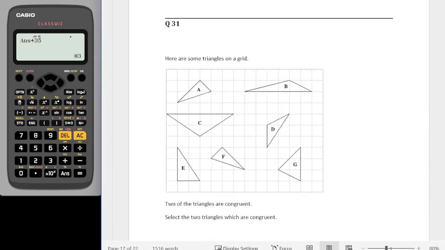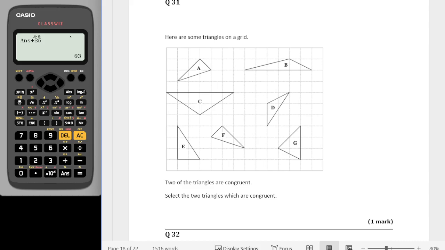Okay, question 31. Here are some triangles on a grid. Two of the triangles are congruent. Select the two triangles that are congruent. So congruent means same size and shape. If we just look, congruent means same size and shape. So which ones are the same size and shape? So that would be A and F. Those are the only two that are the same size and shape. So A and F.